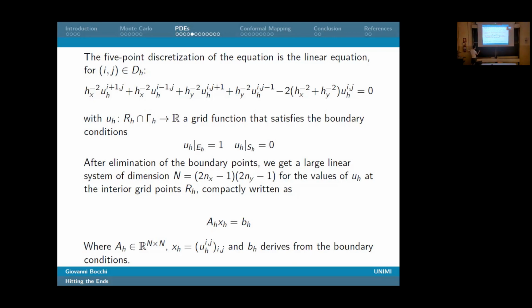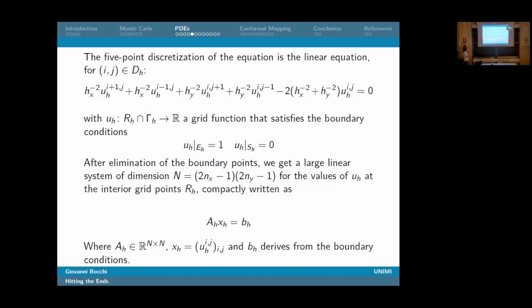Five points because of this. Here you have ij, here i-1 j, i+1 j, here i j+1, and i j-1. Okay. And so to obtain the approximation, here essentially you involve just those 5 points. Why finite differences? You can also do finite elements, but finite differences are easier. No, you can do whatever you want for the discretization of a PDE here.